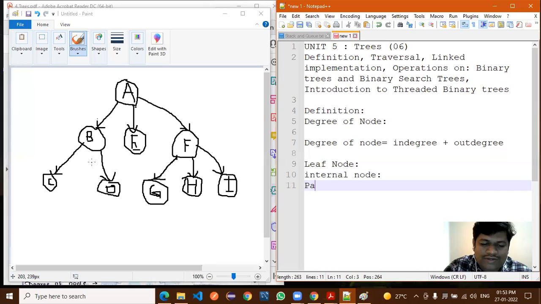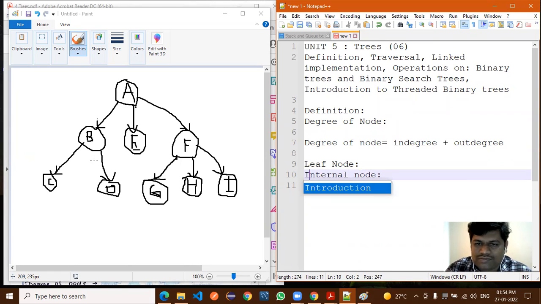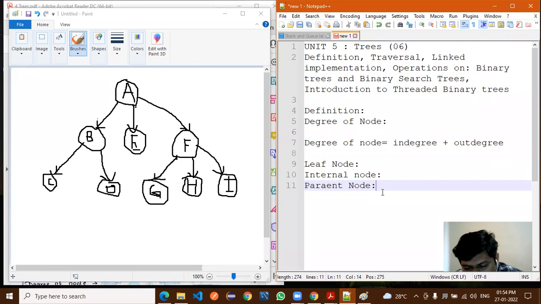Now next, parent node. What is the definition of a parent node? The node which has successor nodes, that is, which has children, belongs to the parent nodes. So here, how many parent nodes are there? Three. Which ones? A, B, F. Good.